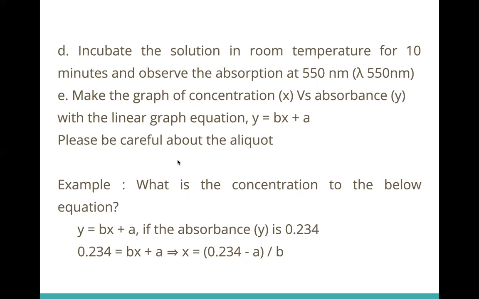So for example, after you mix all of the reagents to make the standard curve, you get the equation, like for example y equals bx plus a. If the absorbance is y, say 0.234, then 0.234 equals bx plus a, and x stands for your sample concentration. So it means x equals 0.234, which is y, minus a, divided by b.